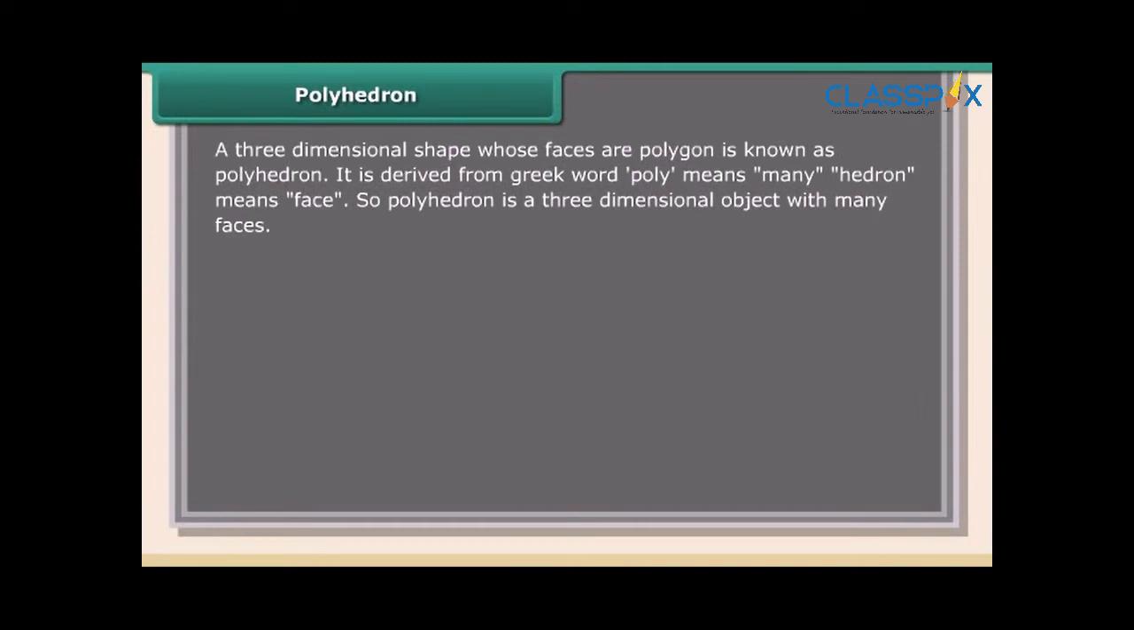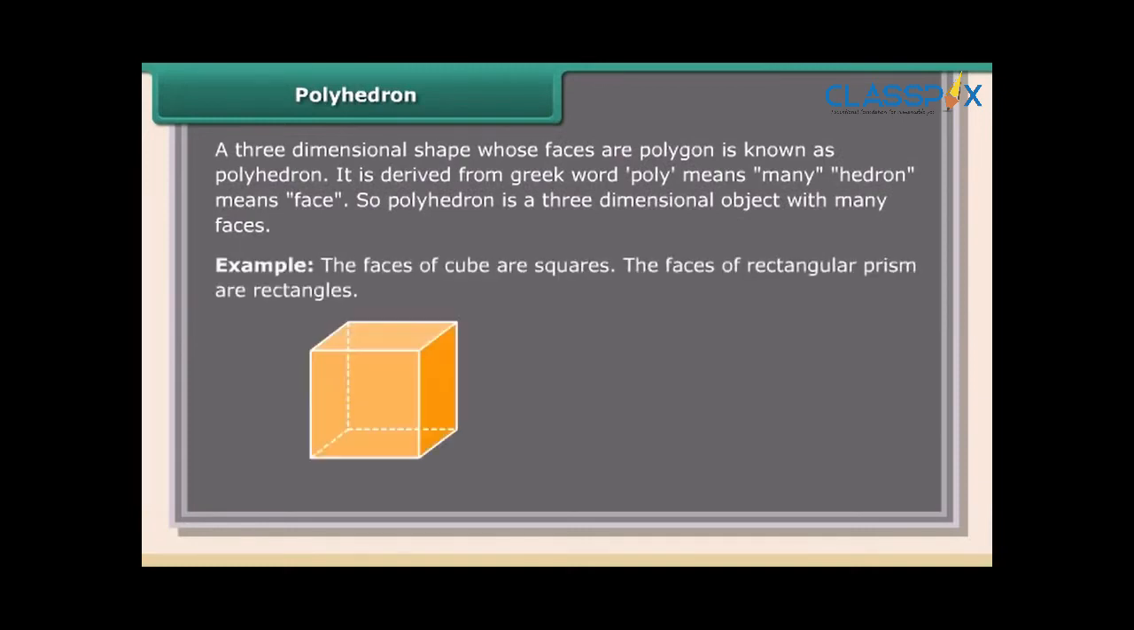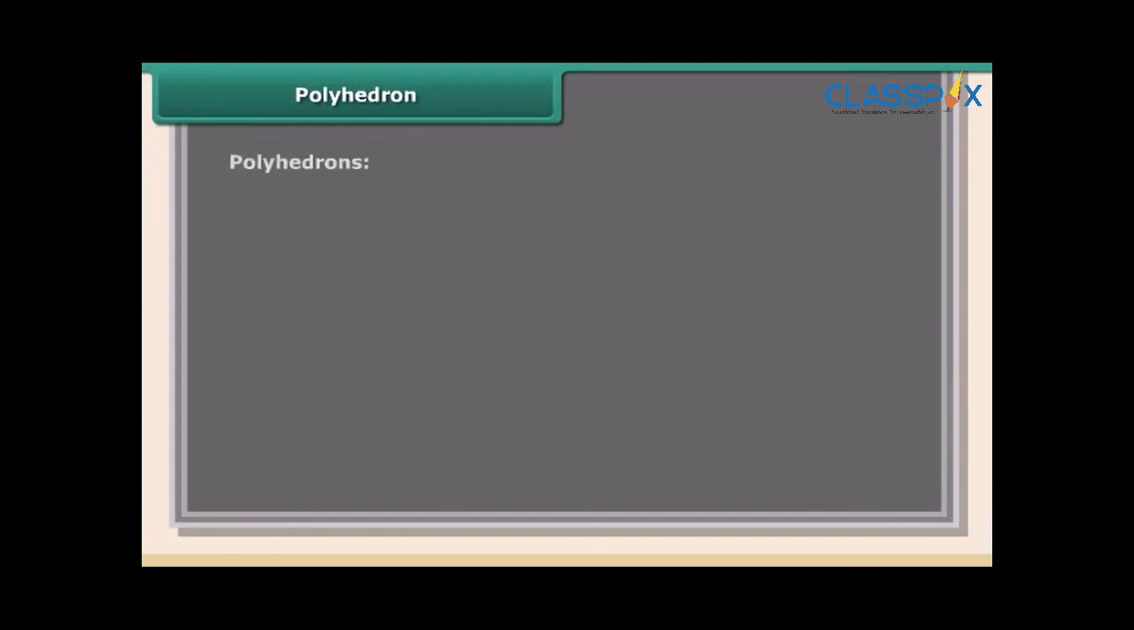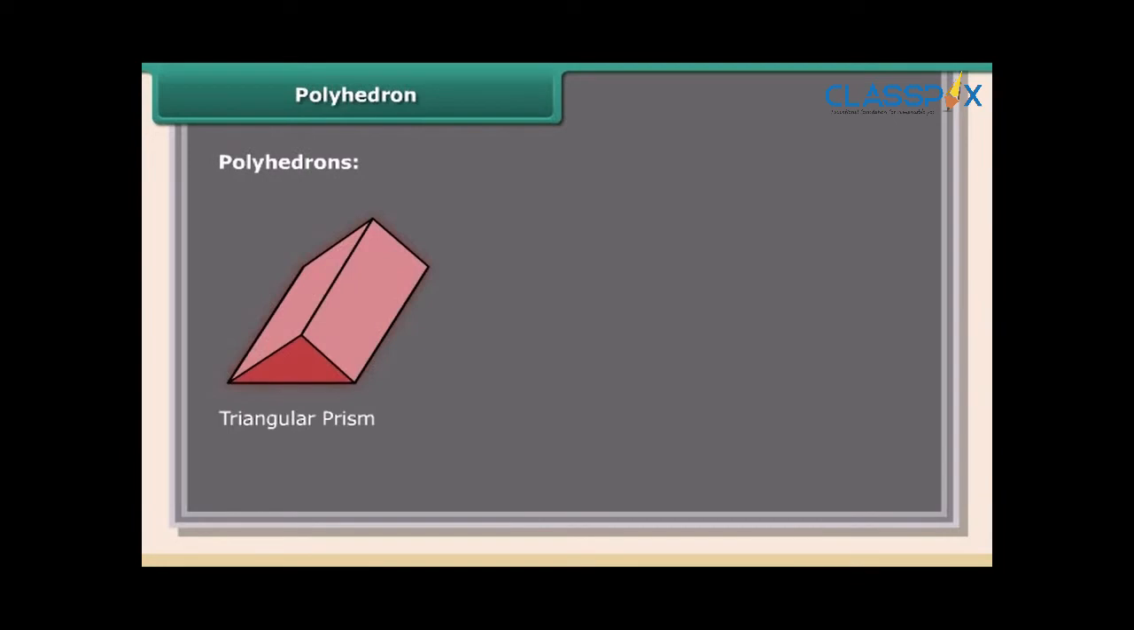Polyhedron. A three-dimensional shape whose faces are polygons is known as polyhedron. It is derived from Greek word poly means many, hedron means face. So polyhedron is a three-dimensional object with many faces. Example: the faces of cube are squares. The faces of rectangular prism are rectangles. Polyhedrons: triangular prism, cuboid, octahedron.